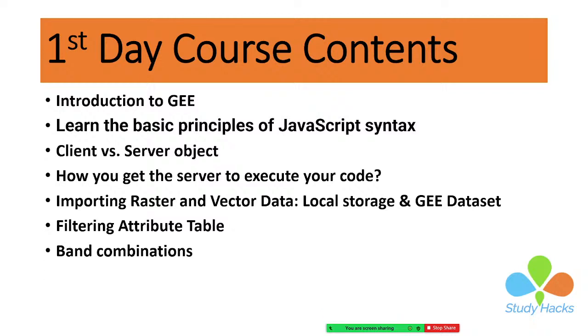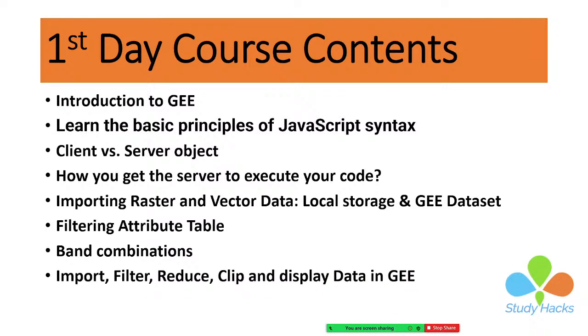Then band combination. We can easily use different types of band combination, near infrared, red, green, then true color composite, false color composite. Then how to import, filter, reduce, clip and display the data in the Google Earth Engine platform. Basically this is our first day course content. We will cover all of the things one by one so that you can easily understand.